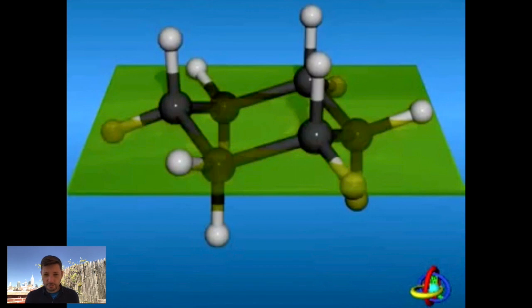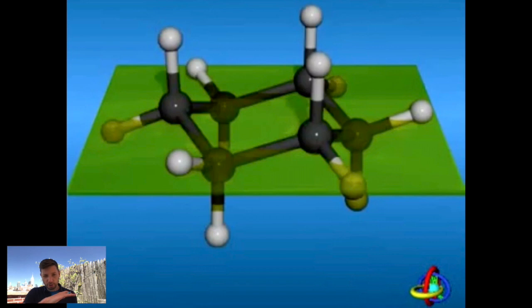Hey there, chemists. In this lesson, we're going to look at different chair conformations. Remember, that's the more stable form of a six-membered ring as opposed to the boat conformation. And we learned at the end of our last lesson that there's a difference between what's called an axial substituent and an equatorial substituent.